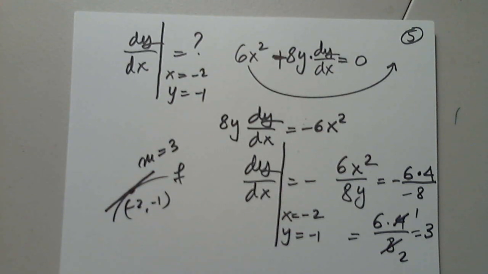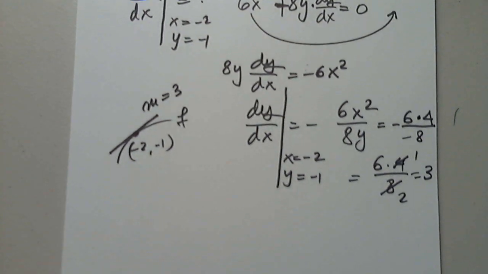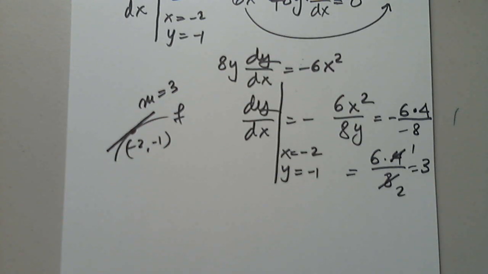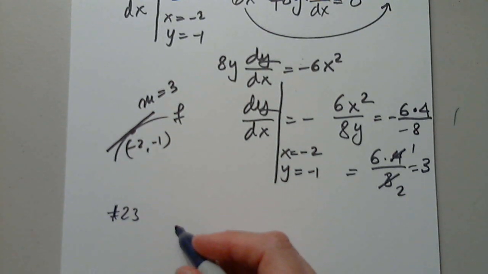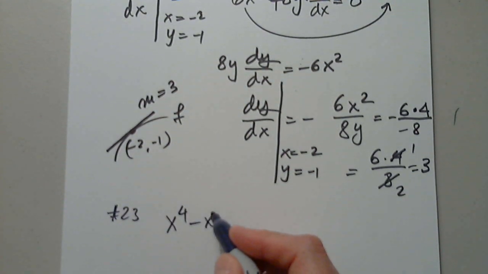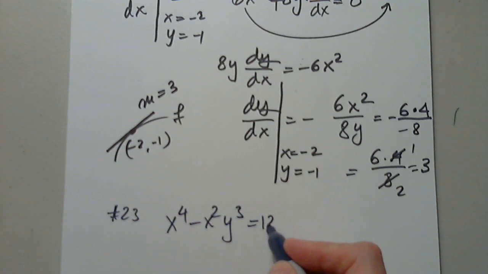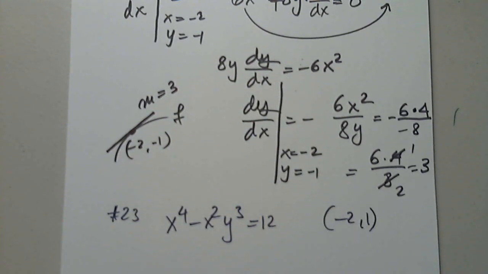I would like to choose one with a product. Something like either 23 or 25. No preference again? Okay, I will choose 23 then. In 23, we have x to the fourth minus x squared y cubed equals 12, and the point is given to us as (-2, 1). Awesome.